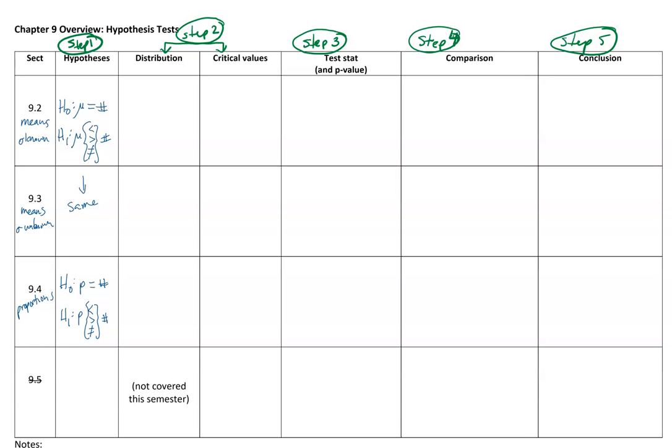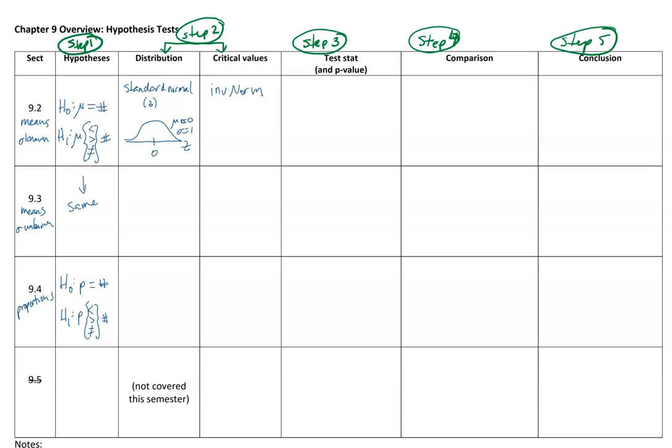Step 2 is all about the distribution. For means with sigma known, we use the standard normal, same as for confidence intervals. So standard normal we sometimes call Z. Remember, that's with our standard picture with 0 in the middle, mean of 0, standard deviation equal to 1, and we're looking at Z-scores. And then looking at the corresponding critical values in this system, we therefore use inverse norm.